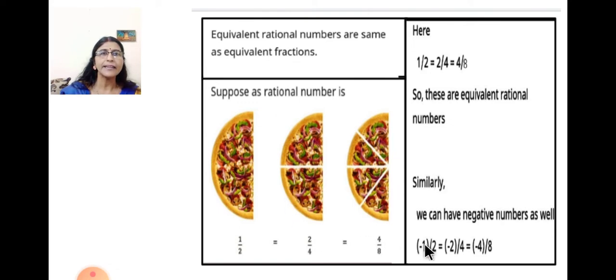Similarly, we can use negative numbers also. Here you can see minus 1 upon 2 is equal to minus 2 upon 4, and that is equal to minus 4 upon 8.